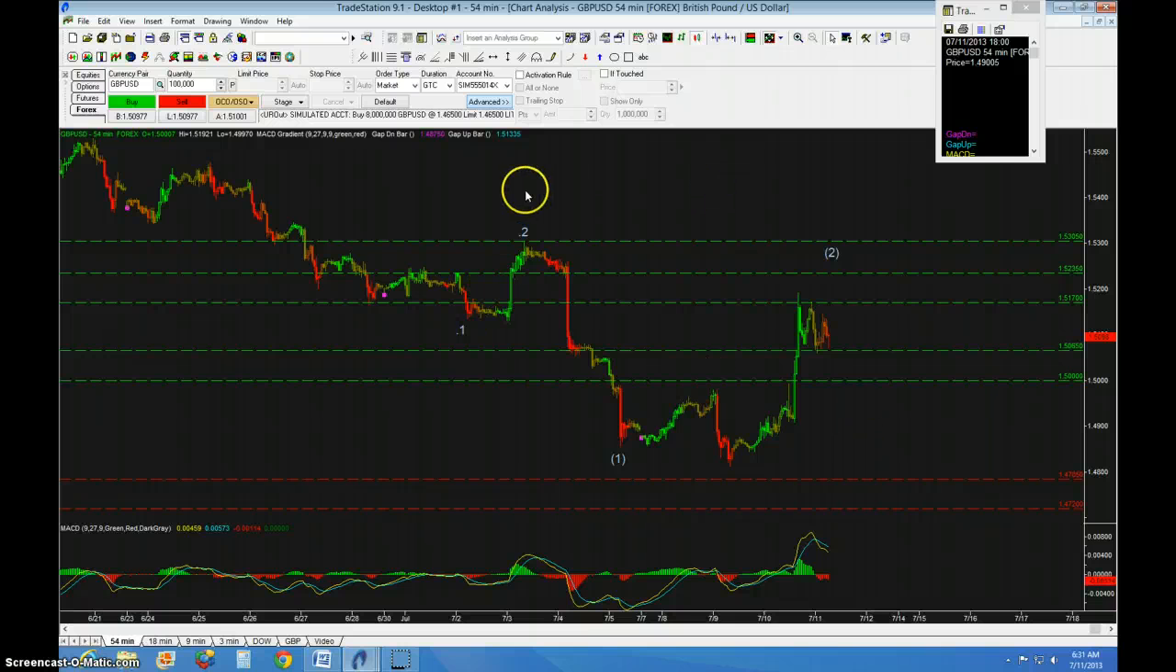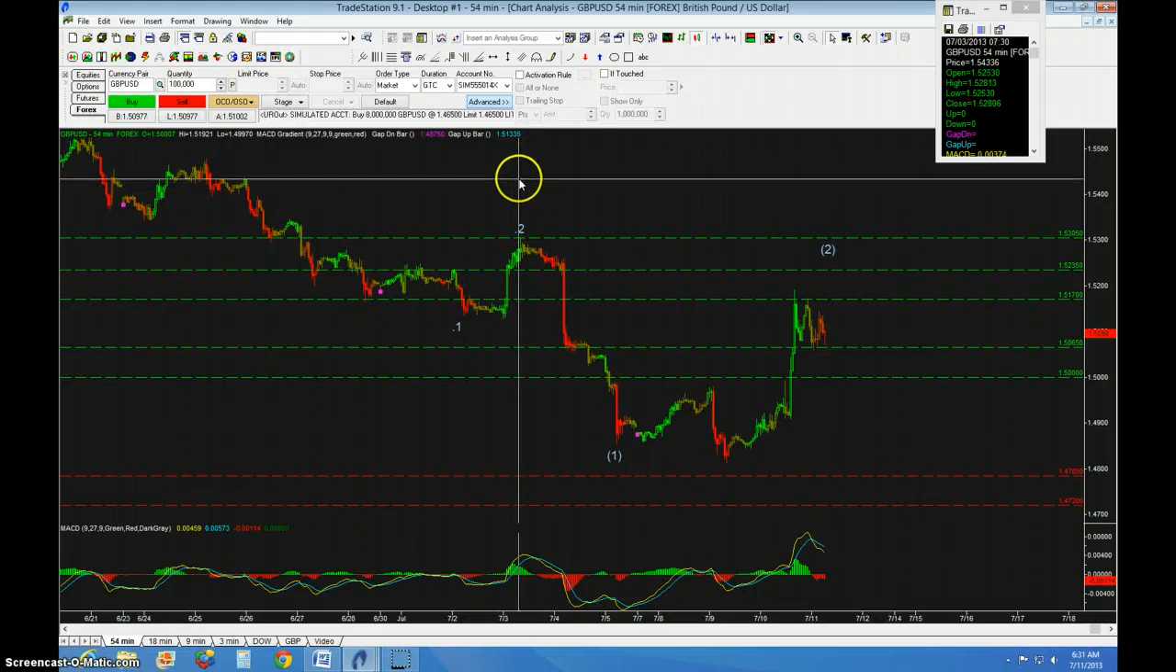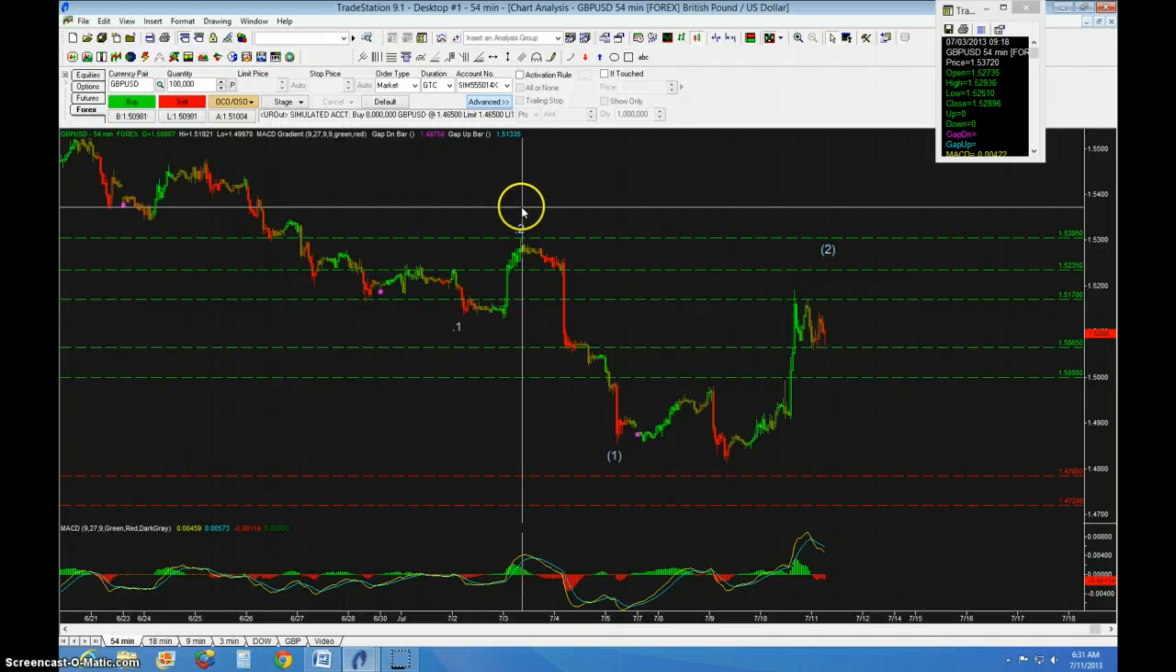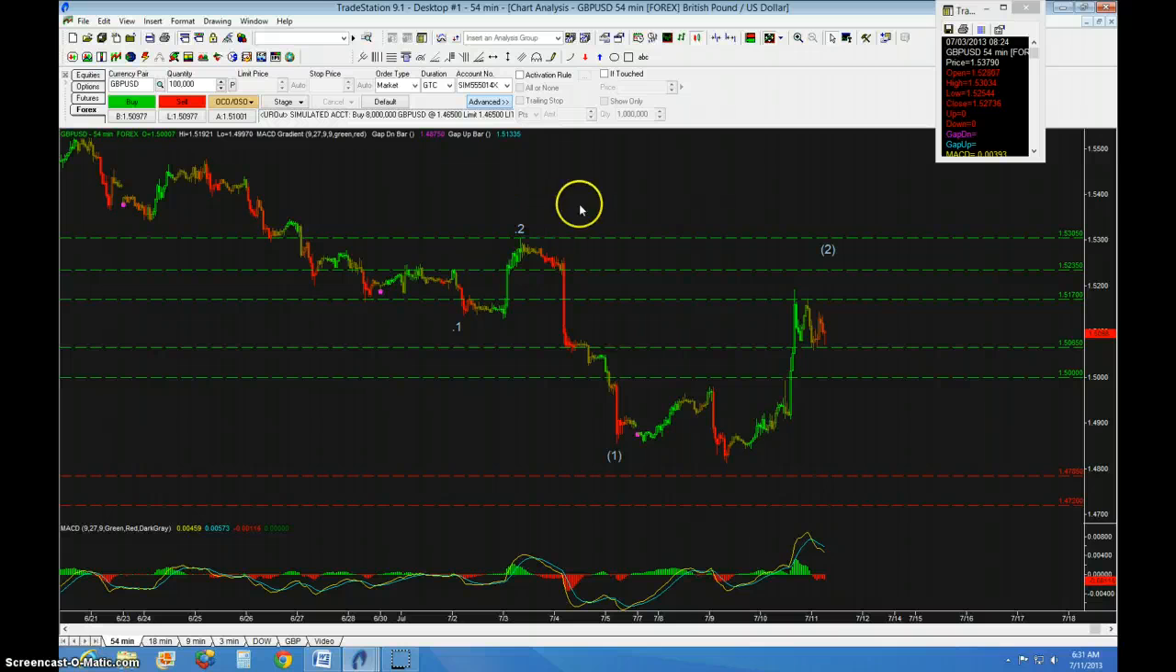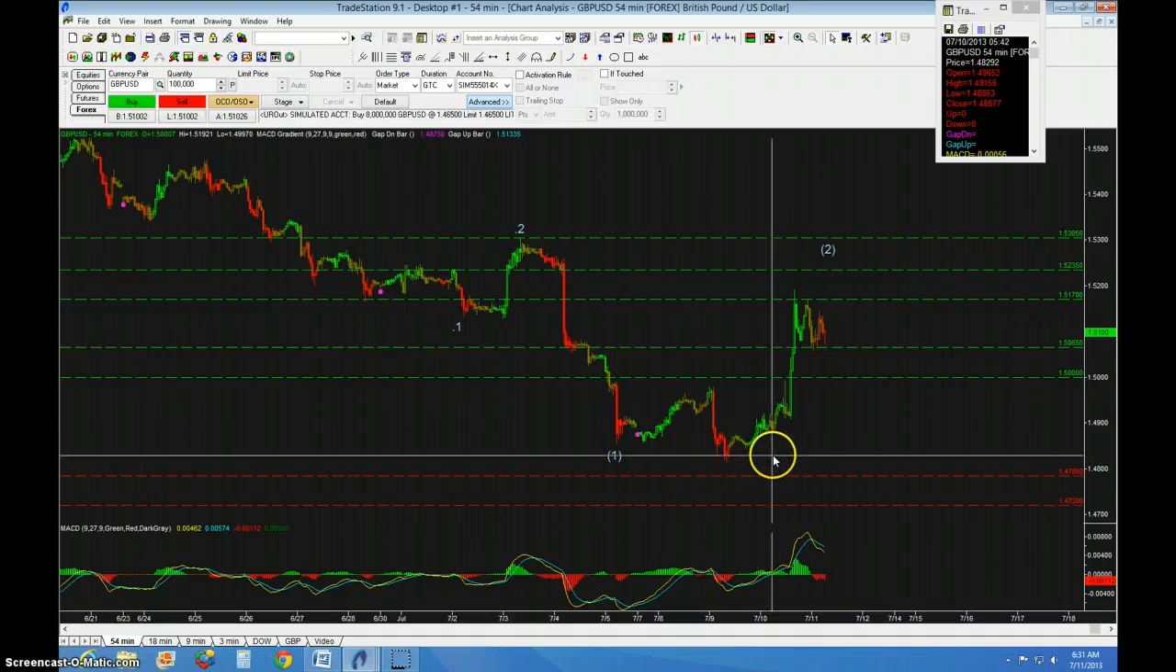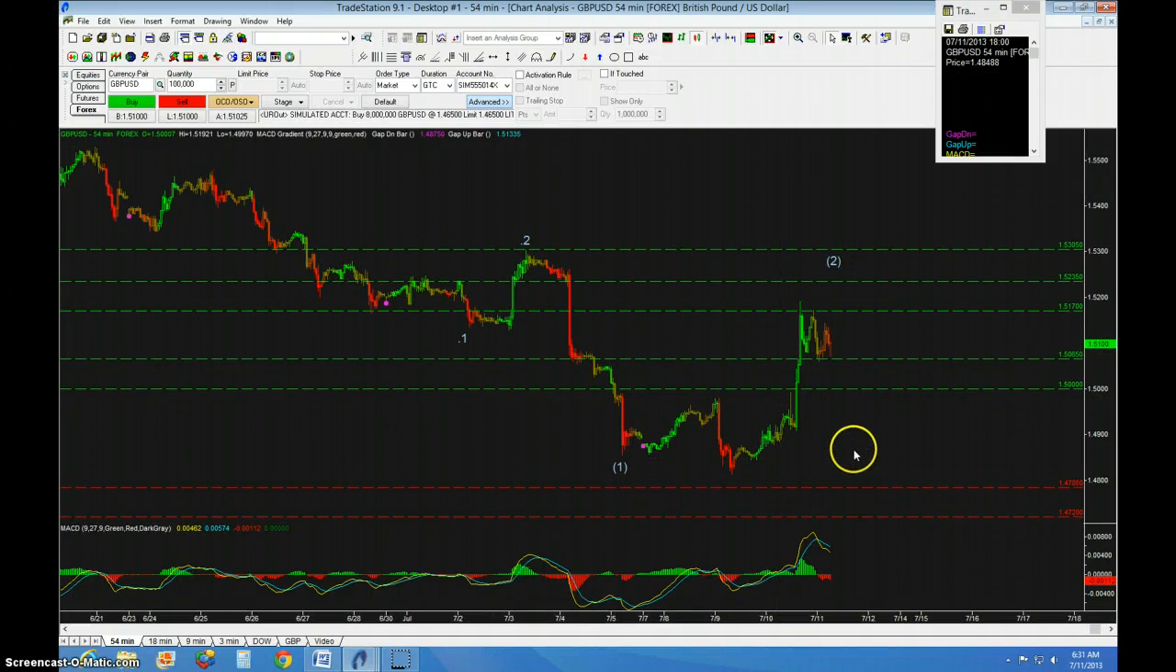As long as it stays below this level right here. What is that number? 1.5303. As long as it stays below that number, then we can maintain that count. If it pushes up above, then there might be something to calling this the end of the wave right here. But I'm not going to do that right now. It just seems low probability to me.